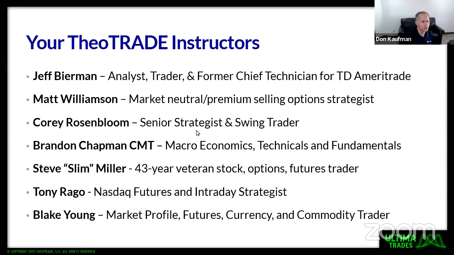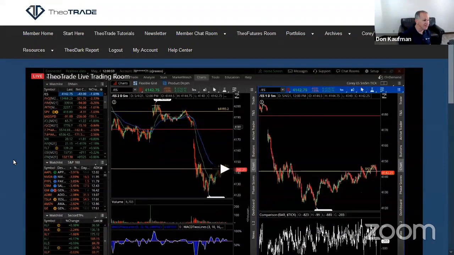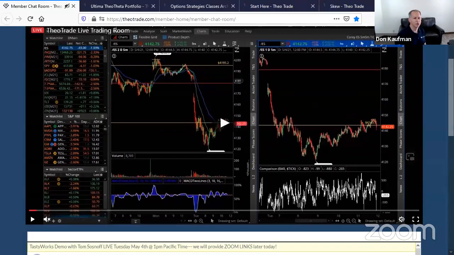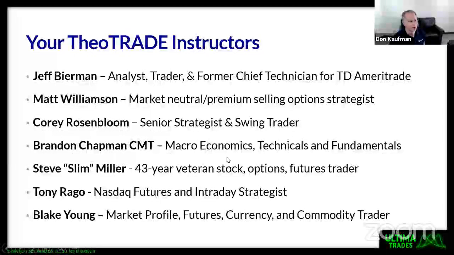Corey Rosenblum is a swing trader. This is the guy that's actually live right now. He's our resident swing trader. So if you're looking for a slightly different genre of trade than Ultima, that's Corey Rosenblum. Next in the docket, Brandon Chapman. He's a CMT, macroeconomics, technicals, and fundamentals. If you haven't noticed, everybody has their own pigeonhole and their own genre of trade.